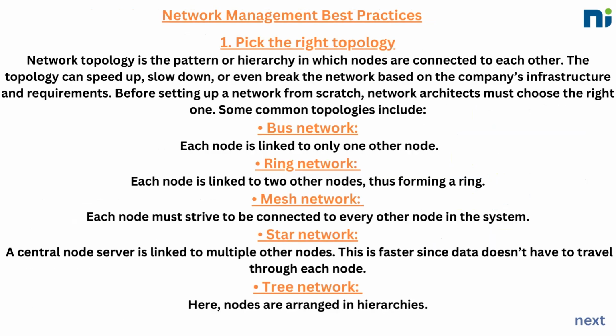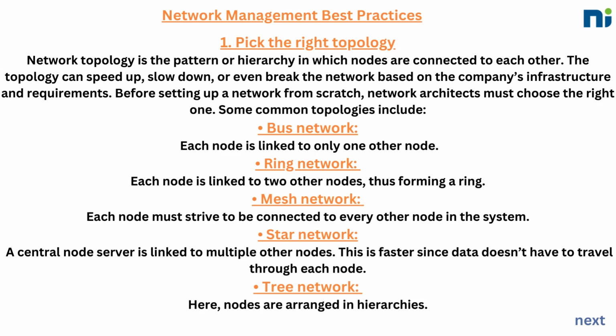Next. Network management best practices. 1. Pick the right topology. Network topology is the pattern or hierarchy in which nodes are connected to each other. The topology can speed up, slow down, or even break the network based on the company's infrastructure and requirements. Before setting up a network from scratch, network architects must choose the right one.